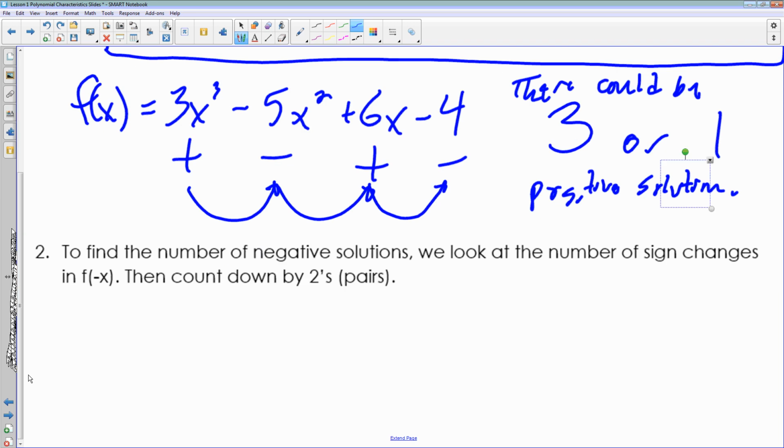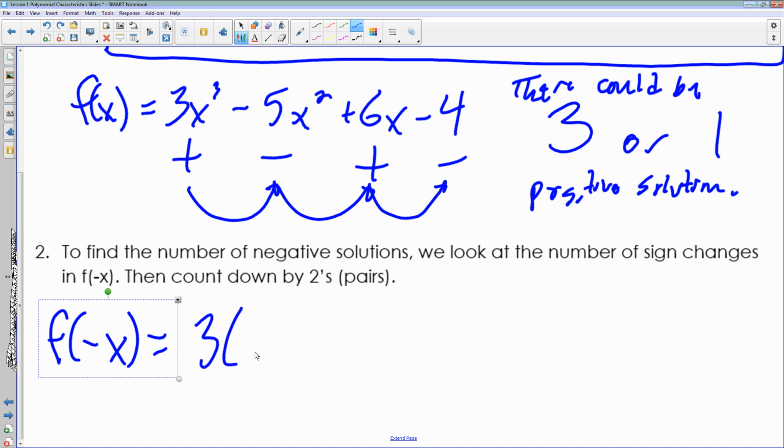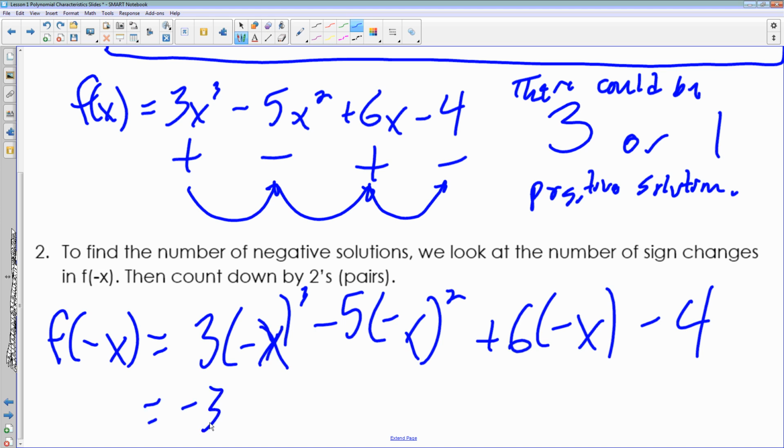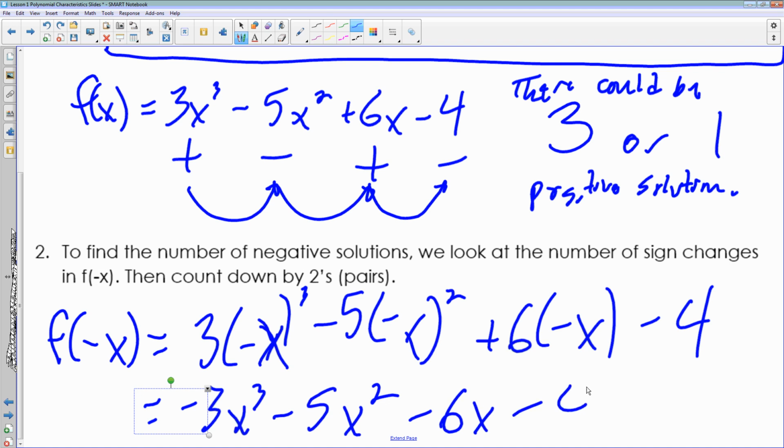All right, to find the number of negative solutions, we look at the sign changes for f of negative x. So we're going to plug in negative x into our function. So it's going to be 3 times negative x cubed minus 5 times negative x squared plus 6 times negative x minus 4. So negative x cubed is negative x cubed, so it's going to be negative 3x cubed. Negative x squared is positive x squared times negative 5 is negative 5x squared. It's going to be 6 times negative x, that's negative 6x, and then a minus 4.